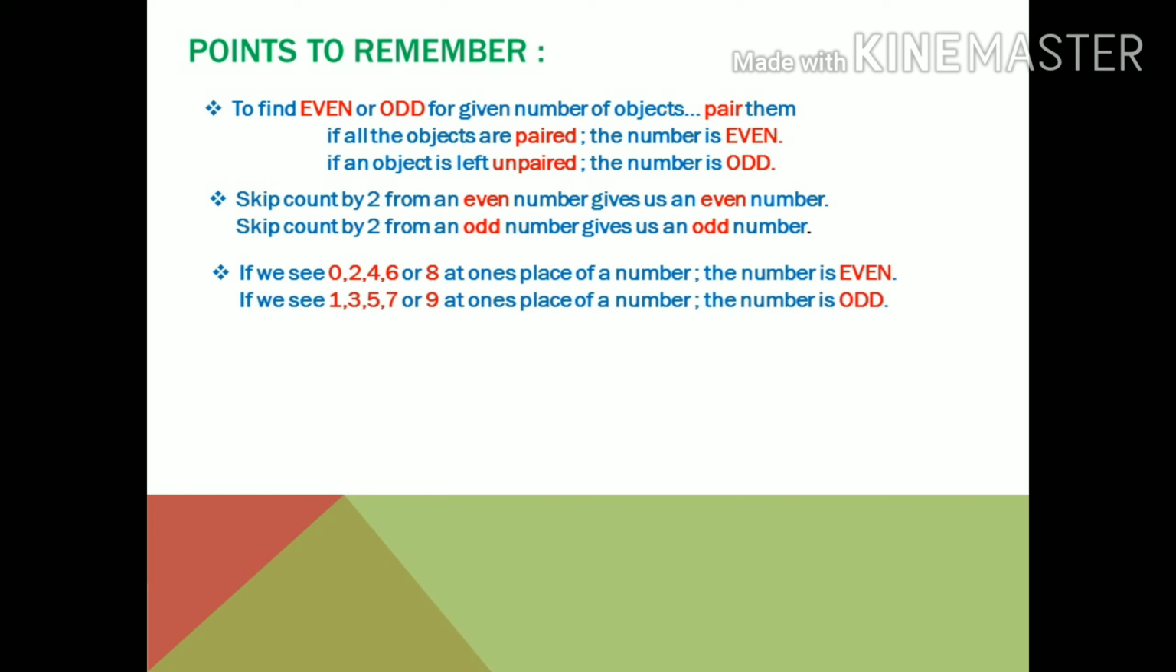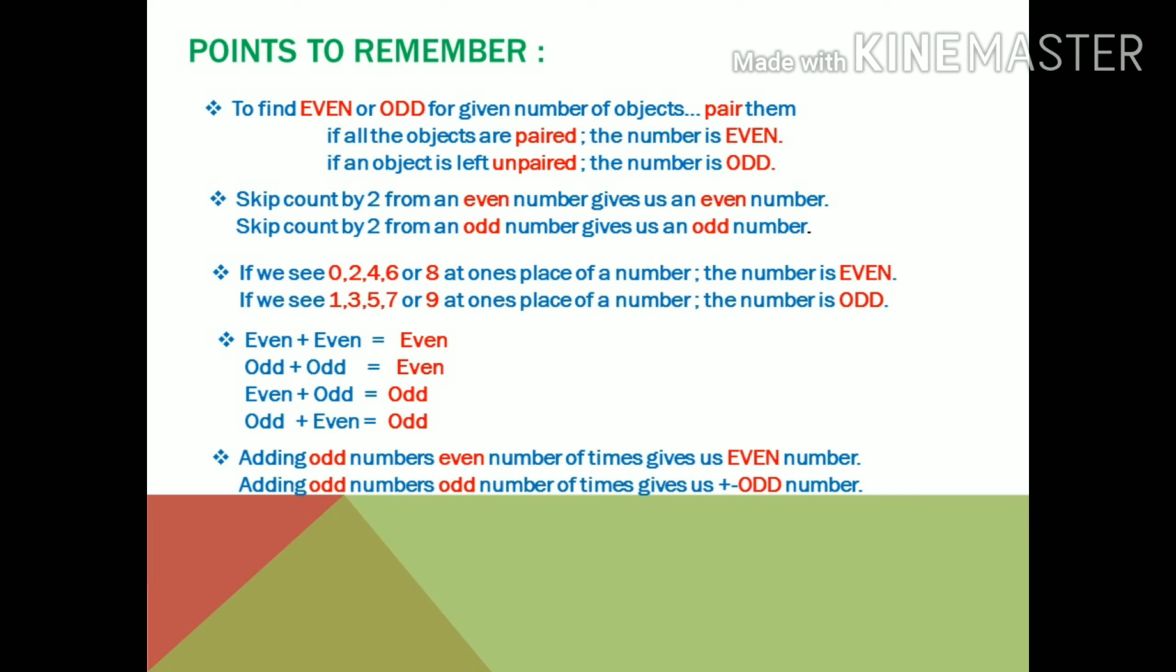If we see 0, 2, 4, 6 or 8 at ones place of a number, the number is even. If we see 1, 3, 5, 7 or 9 at ones place of a number, the number is odd. Even plus even is even. Odd plus odd is even. Even plus odd is odd, and odd plus even is odd.